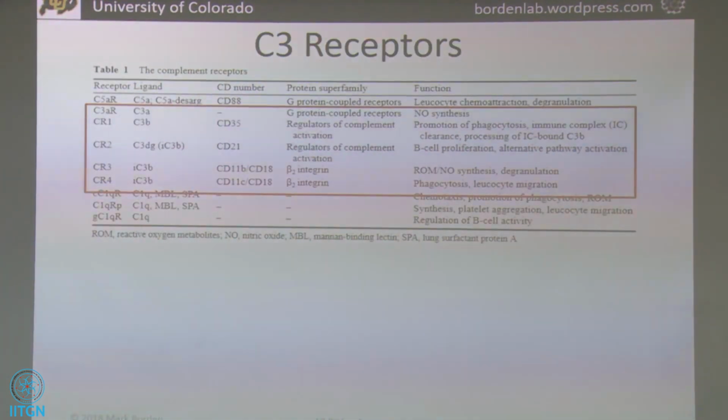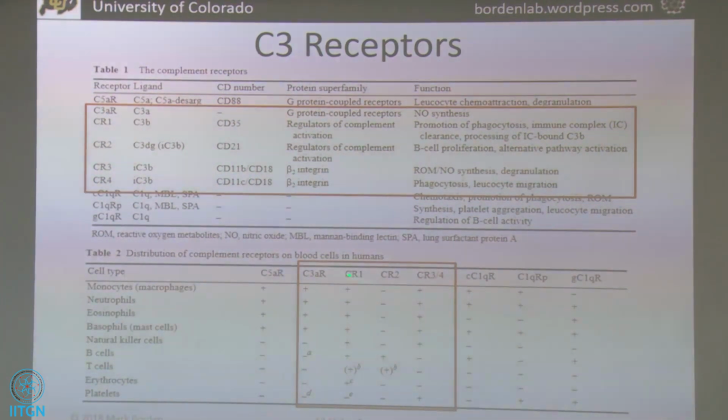Okay, so that's problematic. And then once C3b binds to the surface, it can bind to a number of receptors. So these are the ligand, that's C3b, now present on the bubble surface. And then it binds to CR1, CR2, CR3, and CR4. CR1, CR2, CR3, CR4 are present on monocytes, neutrophils, eosinophils, basophils, natural killer cells, B cells, T cells, erythrocytes, even on platelets.